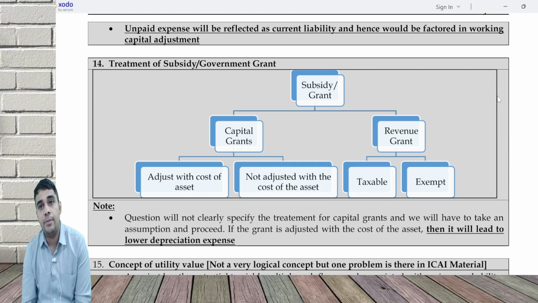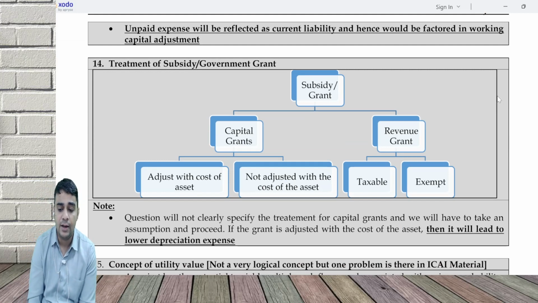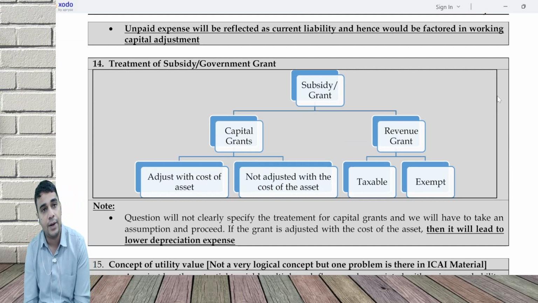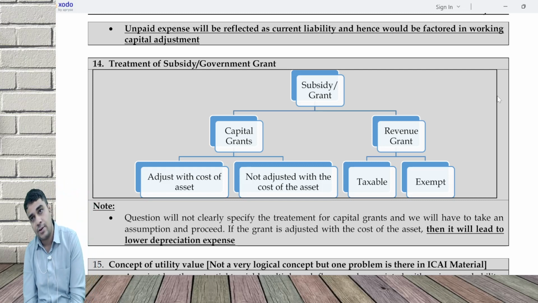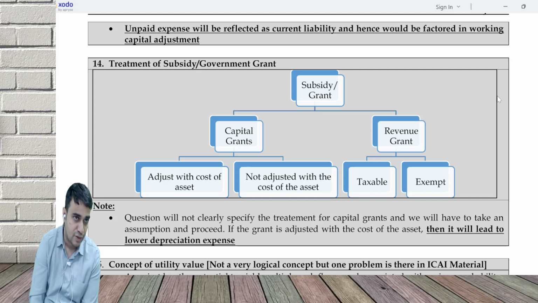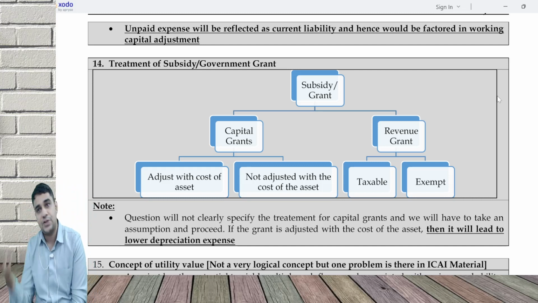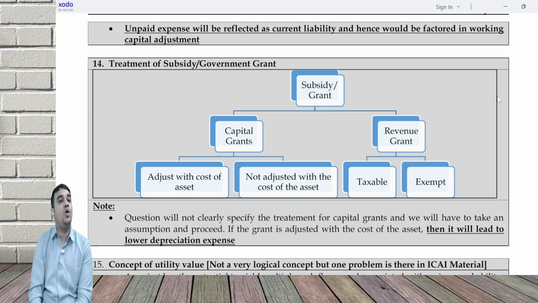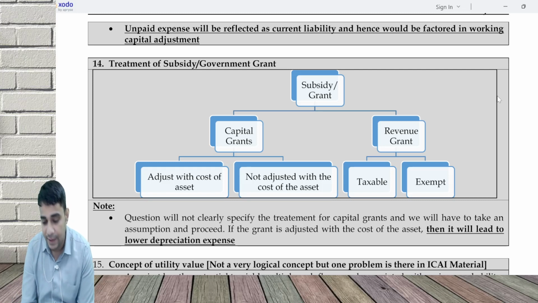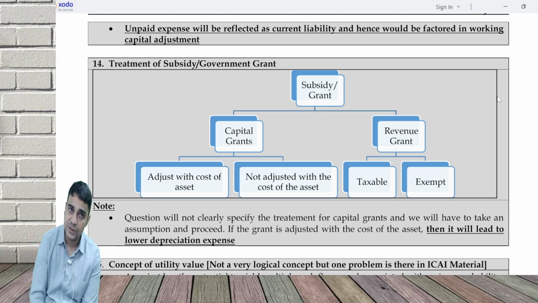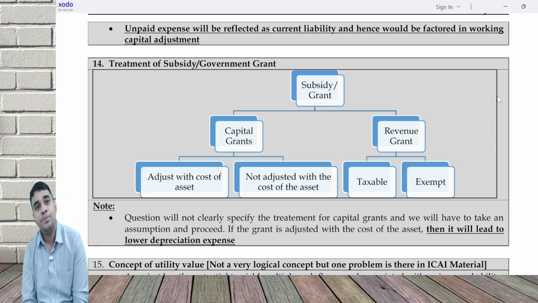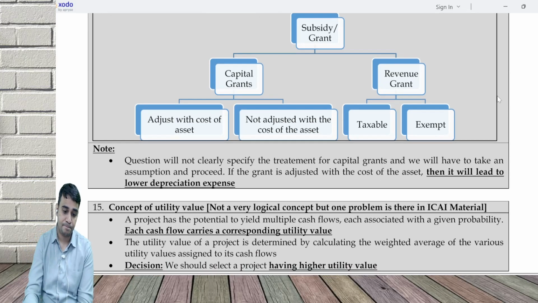Treatment of subsidy or government grant. If you get any subsidy or a government grant, you can split them into capital grant or revenue grant. Capital grant may be adjusted with the cost of the asset, may not be adjusted with the cost of the asset. If it's adjusted with the cost of the asset, lower depreciation. If it's not adjusted with the cost of the asset, no lower depreciation. Revenue grant can be taxable, can be exempt. If it's taxable, write it right before PBT. If it's exempt, write it right after your PAT is calculated.